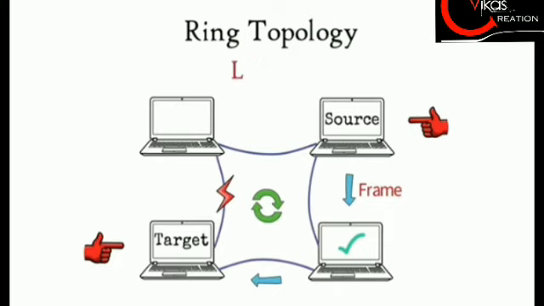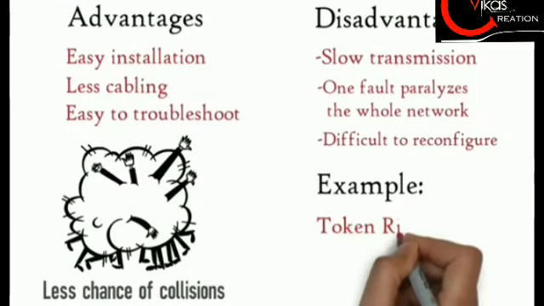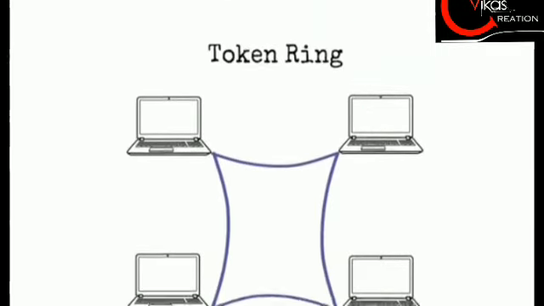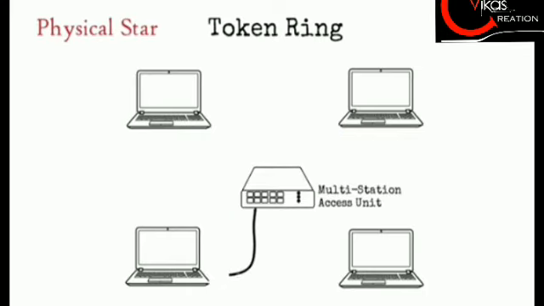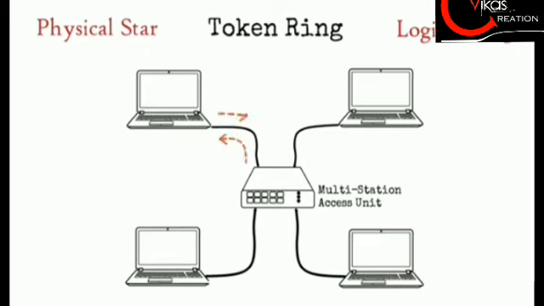Instead, logical ring topology is used. An example of ring topology is token ring. Token ring does not use a physical ring topology. Instead, it uses physical star and logical ring topology in which data moves in a circular fashion.